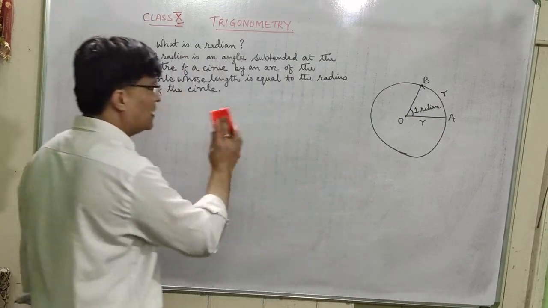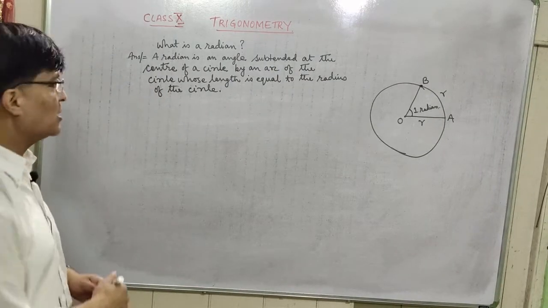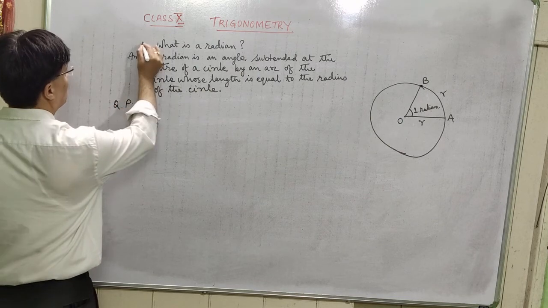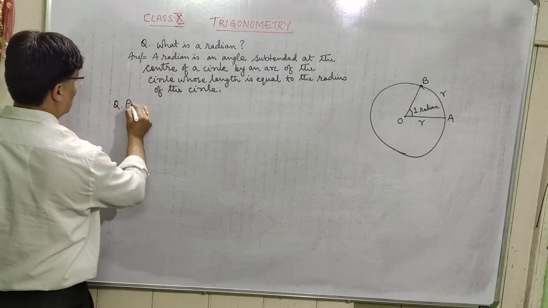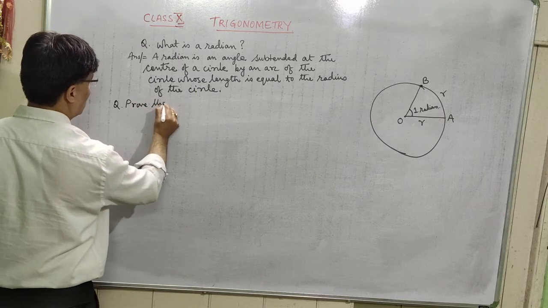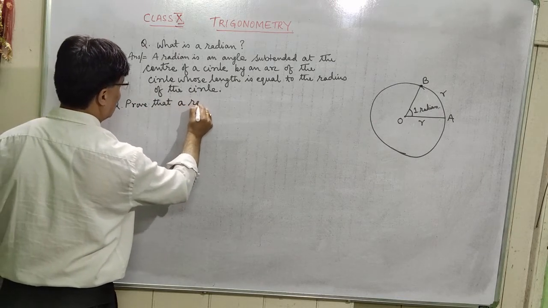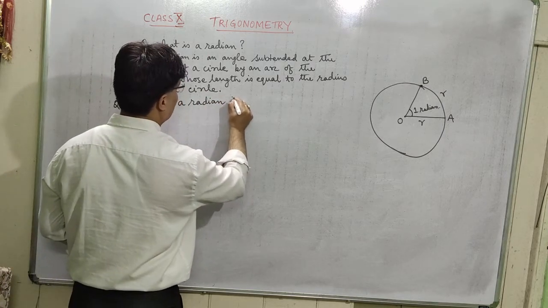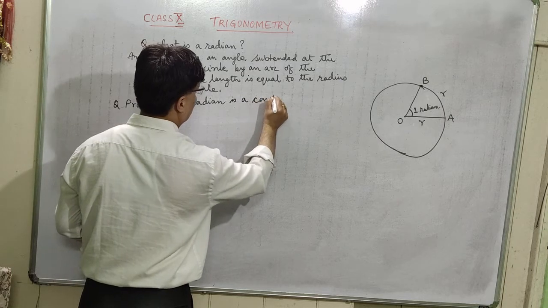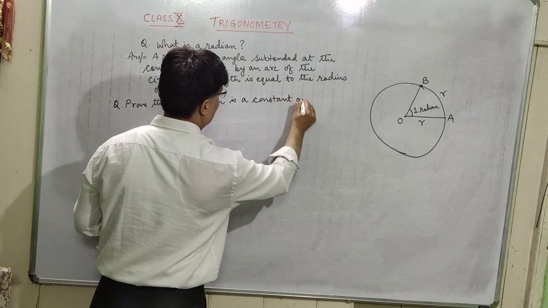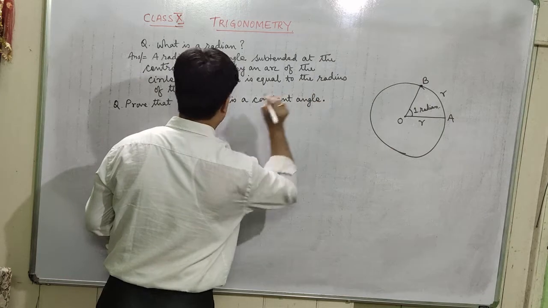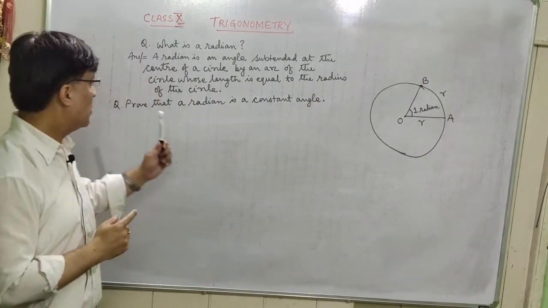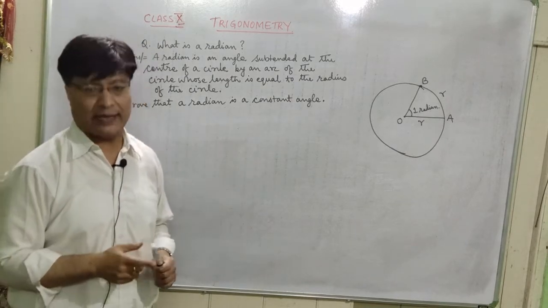So let us prove that this radian is a constant angle. So now prove that. This is also the question, what is a radian? Prove that a radian is a constant angle. Okay, so you have to prove that a radian is a constant angle.